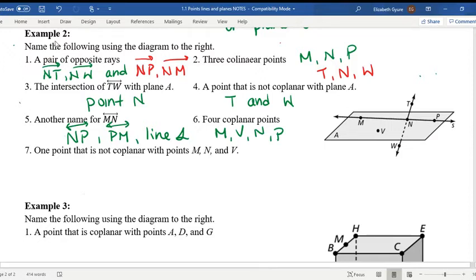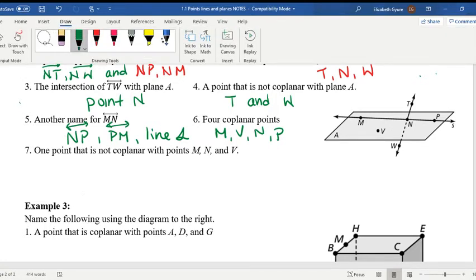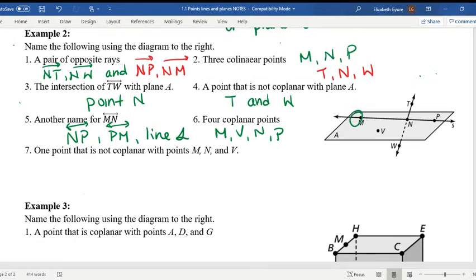All right, one point that is not coplanar with points M, N, and V. So not coplanar with them, that means it's not sitting on the same plane. You would not pick P. P is on the same plane. You could pick T or W.